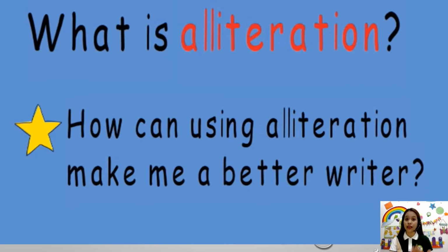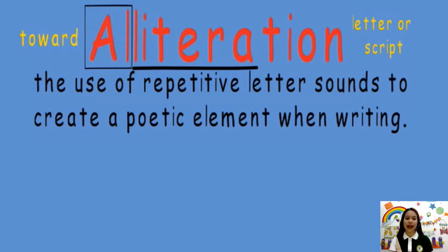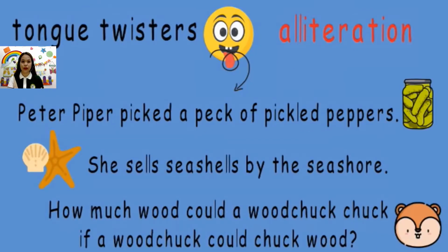What is alliteration? How can using alliteration make me a better writer? So, alliteration is the use of repetitive letter sounds to create a poetic element when writing. It is derived from the Latin littera, which means letter of the alphabet. It is a stylistic device, which is a repetition of a consonant sound at the beginning of words. So, alliteration is also known as a tongue twister.